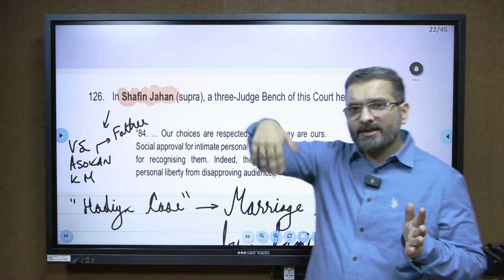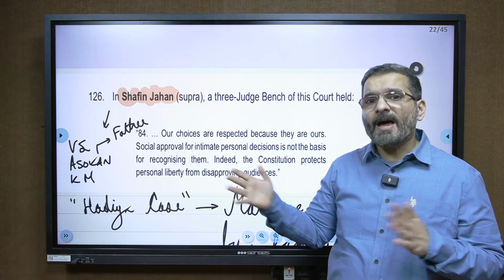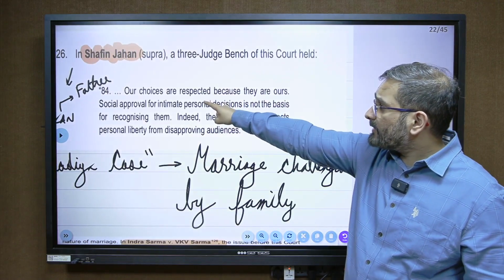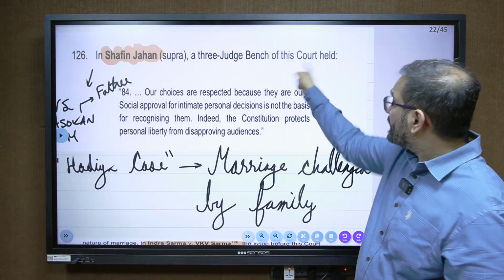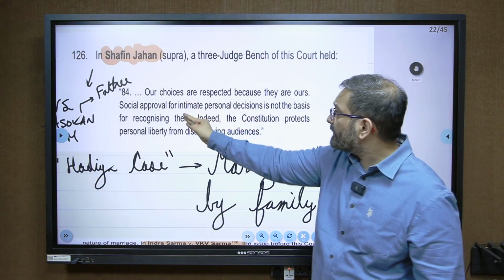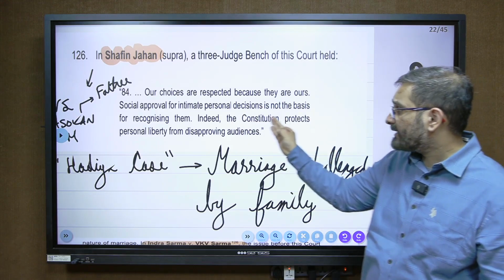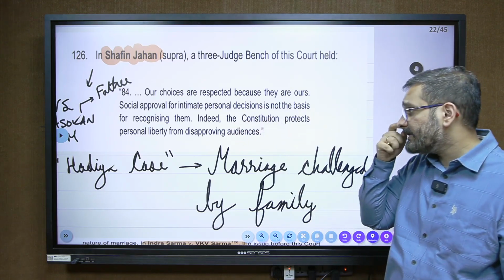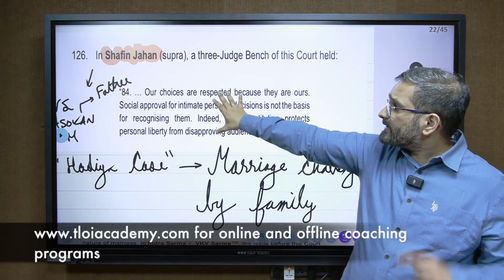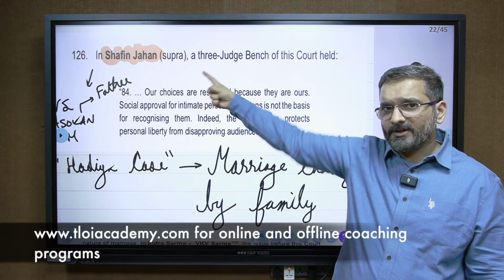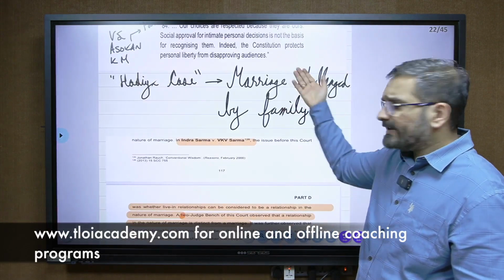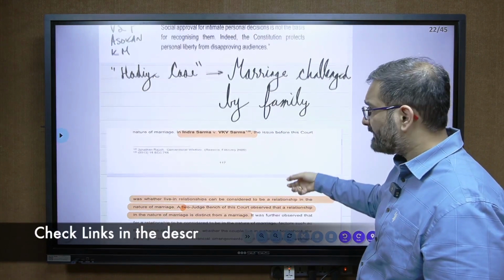Shafeen changed her religion to Islam to marry her husband, and in this case, a three-judge bench of the Supreme Court observed, our choices are respected not because there is social approval for intimate personal decisions; social approval is not the basis of recognizing them. Indeed, the Constitution protects personal liberty from disapproving audiences. They can give you this and ask in which case was this observed. That is Shafin Jahan versus Ashokan K.M. In this case, the marriage was challenged by the family.